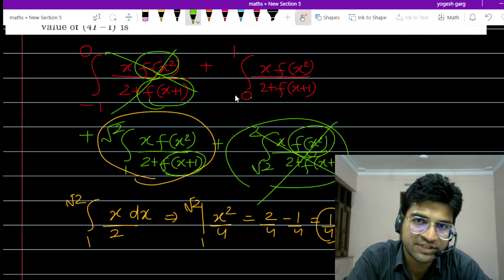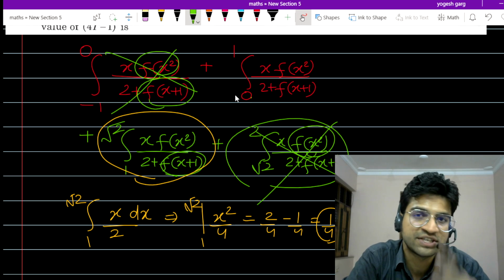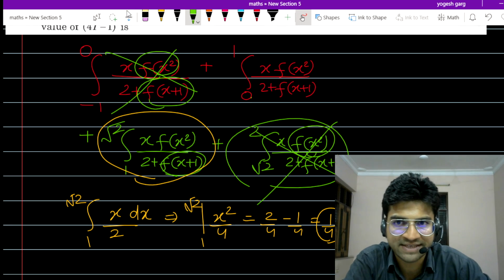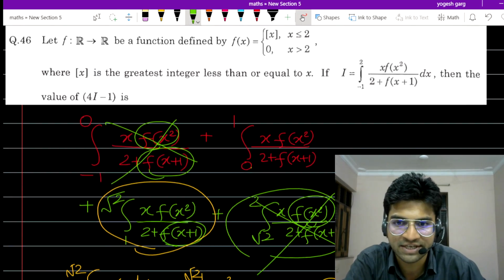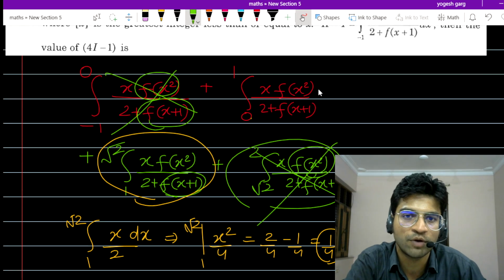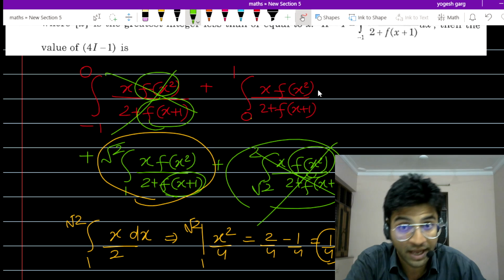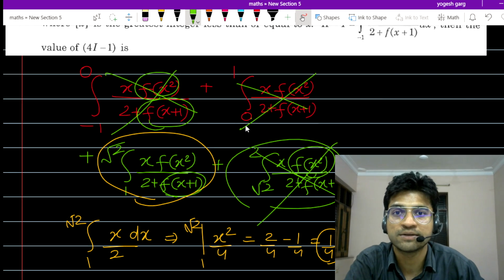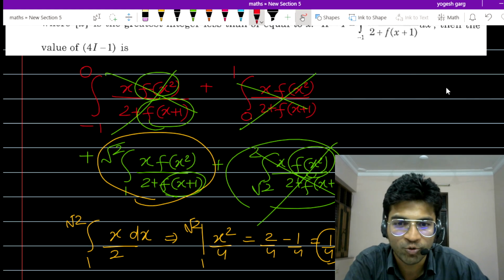If x square is between 0 and 1, the greatest integer of f(x) will be equal to the greatest integer of x, because if x is less than or equal to 2, they are saying it is the greatest integer of x. So this will be equal to the greatest integer of x between 0 and 1, which is 0. So again 0 into anything will be equal to 0. So this is also 0, right? So our total output is equal to 1.